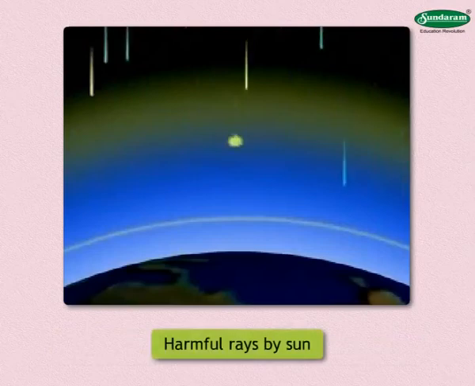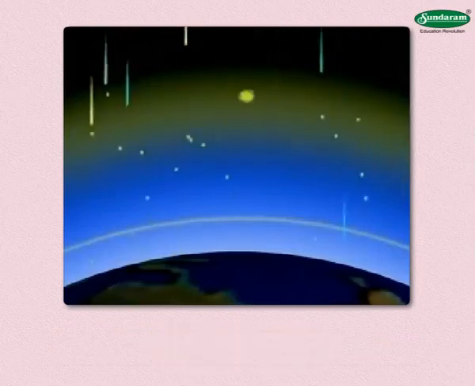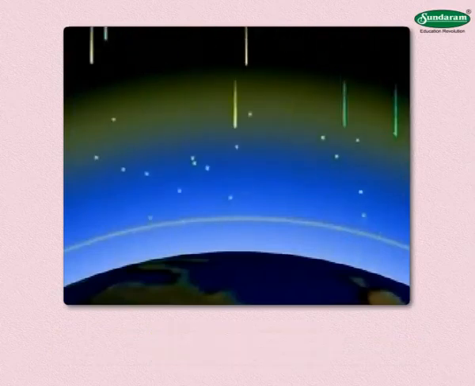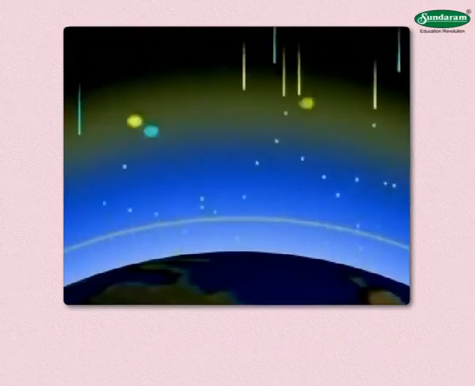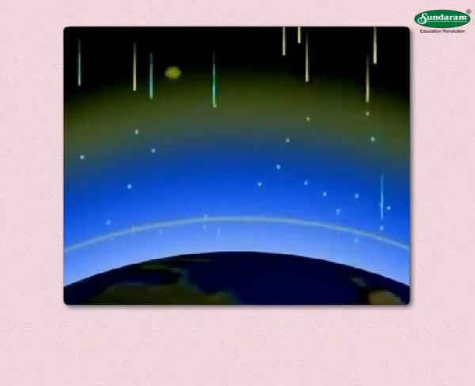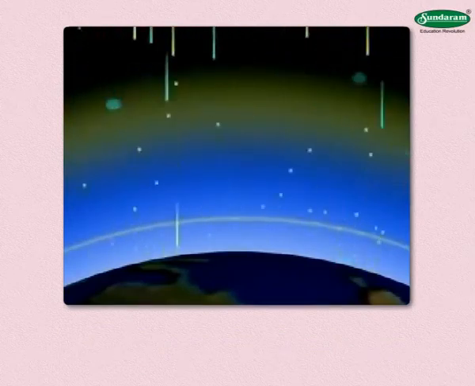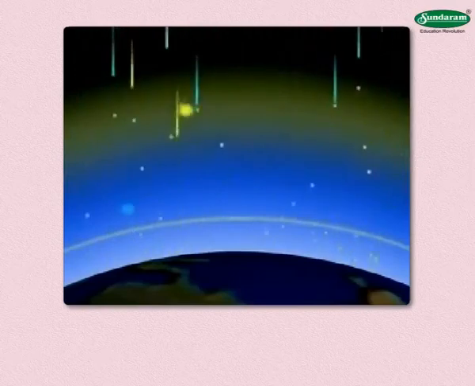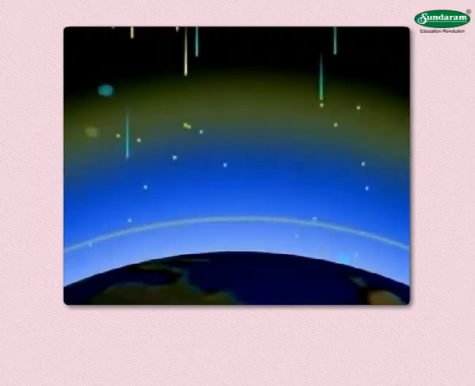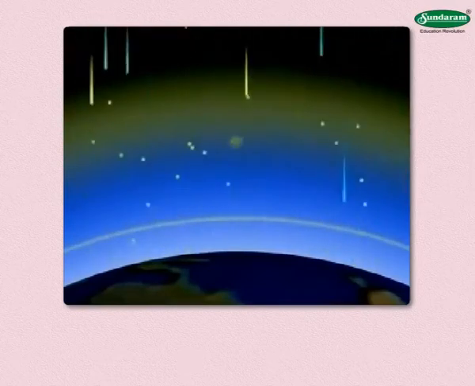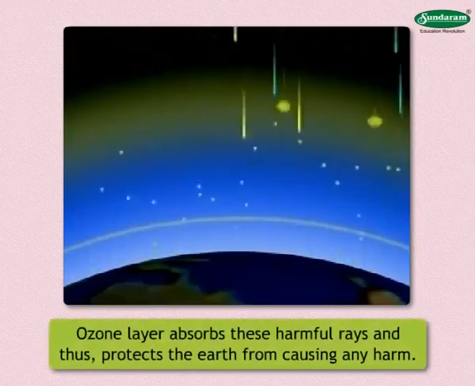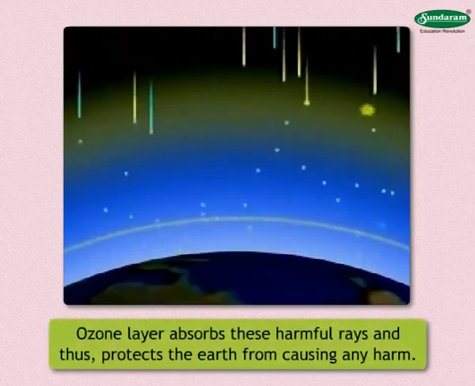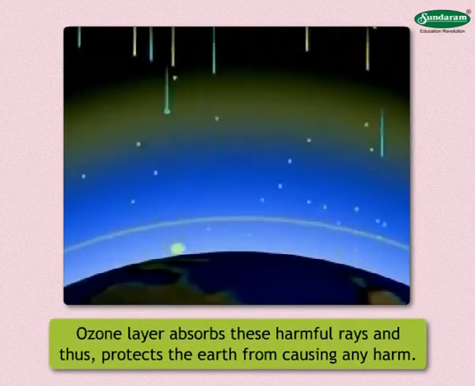There are some harmful rays in sunlight. It can be dangerous for living things if these rays reach the Earth. These rays can destroy some living things. It can cause harm to other living things too. As sunlight passes through the ozone layer on its way to the Earth, it absorbs much of these rays. Thus, it prevents the rays from reaching us and causing any harm.